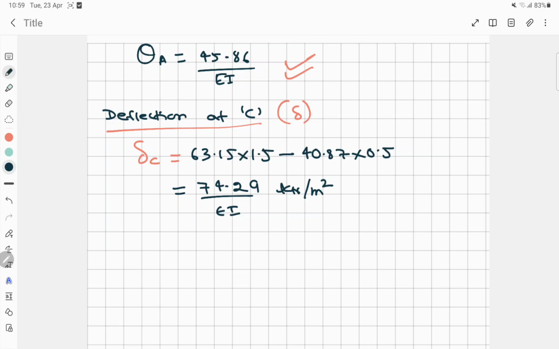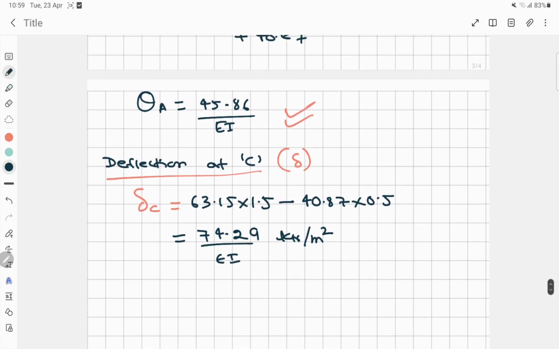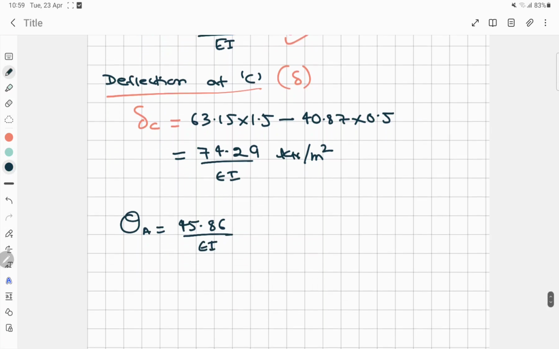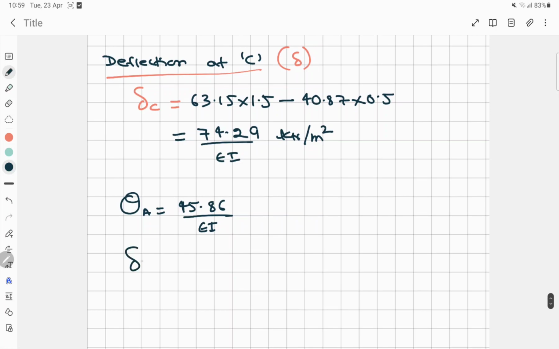So here we have got the value for slope as well as for deflection. That is, slope at A is equal to 45.86 by EI, and the unit of the slope is always radian. Okay, and deflection at C is equal to 74.29 by EI, kilonewton per meter square. Here the unit is radian. Let me highlight it.